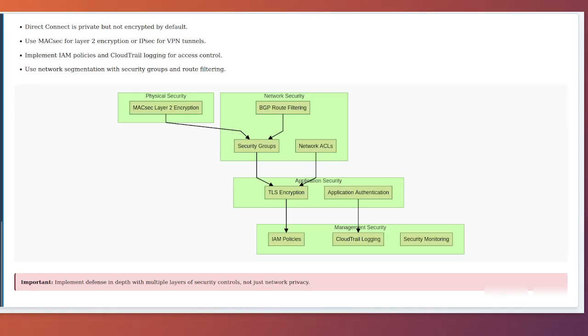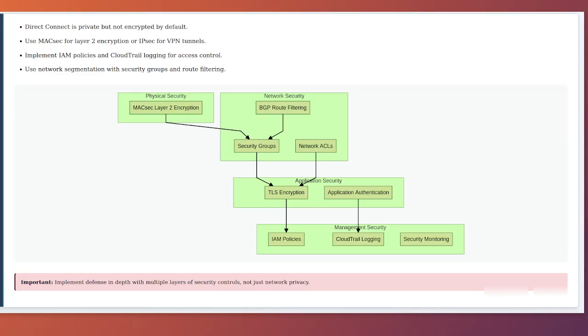The diagram illustrates a defense in-depth security architecture for Direct Connect. Starting from the physical layer, you have MACsec encrypting the Direct Connect link itself. Above that, you have network security groups and network ACLs in your VPCs controlling traffic at the network layer. Within your applications, you use TLS and application-level encryption. On the management plane, you have IAM policies controlling who can configure resources and CloudTrail logging all actions. Security groups act as virtual firewalls for your EC2 instances and other resources.